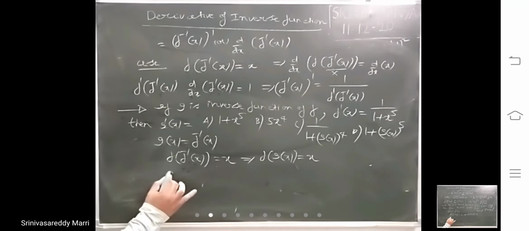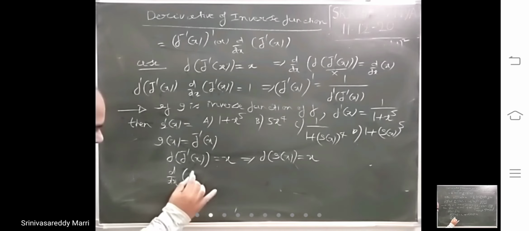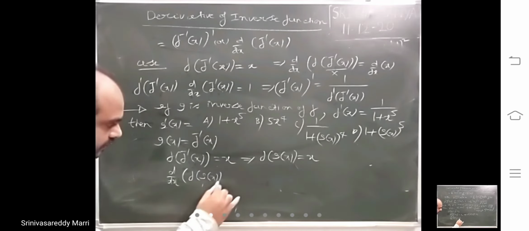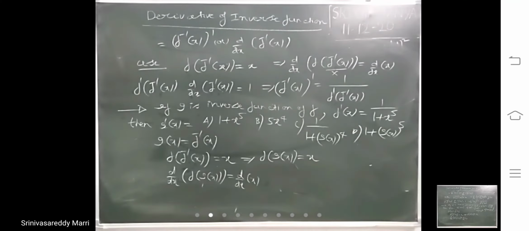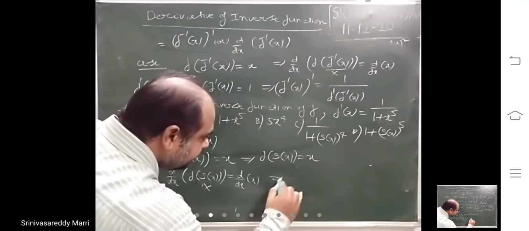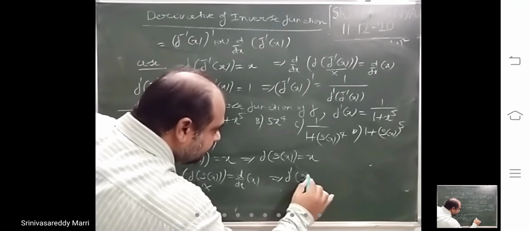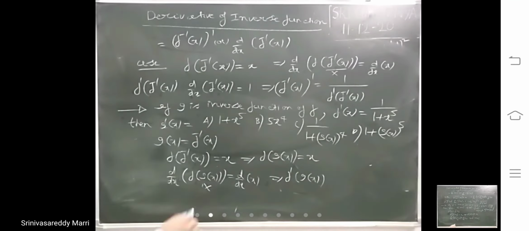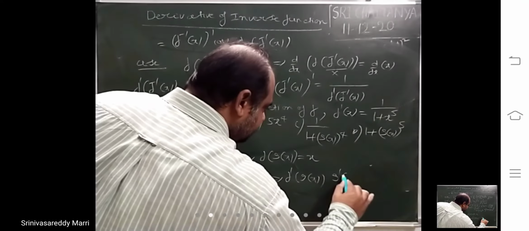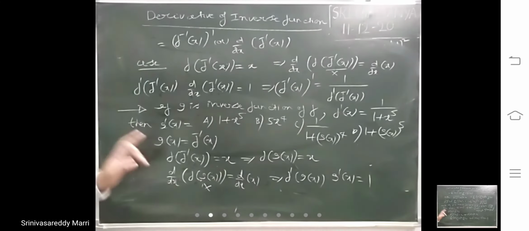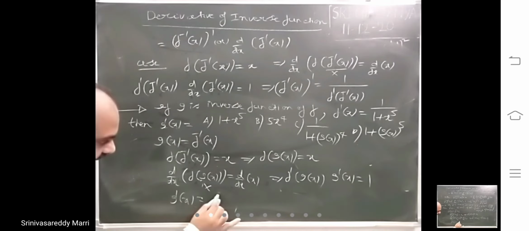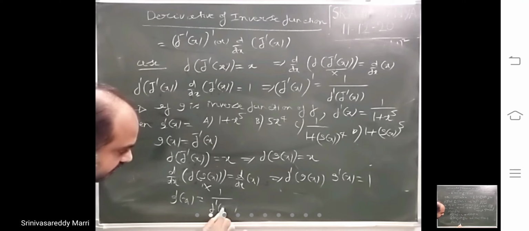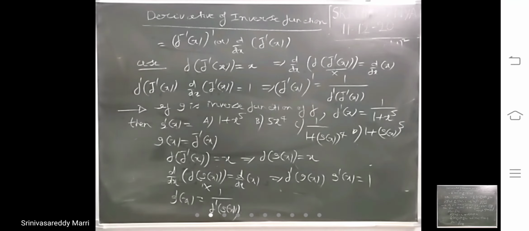Now doing the derivative on both sides: d by dx of x. Now what is the derivative of this? Treat this as capital X. That implies, proceed in this manner: f dash capital X into d by dx of capital X, that is g dash x, equals d by dx of x, which is 1. That means g dash x is nothing but 1 by f dash of g of x.